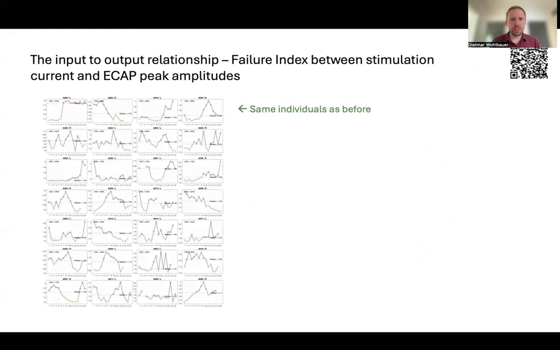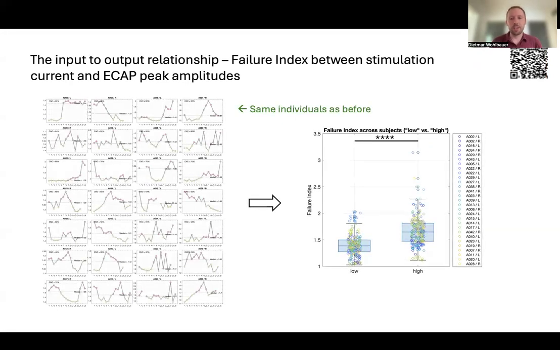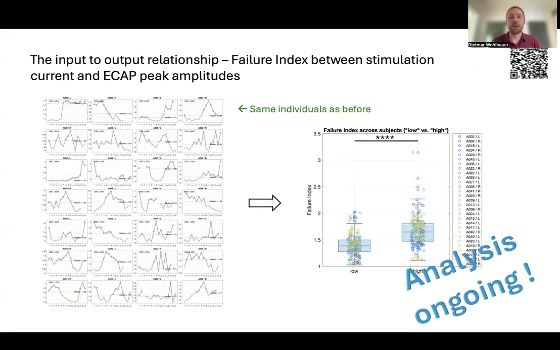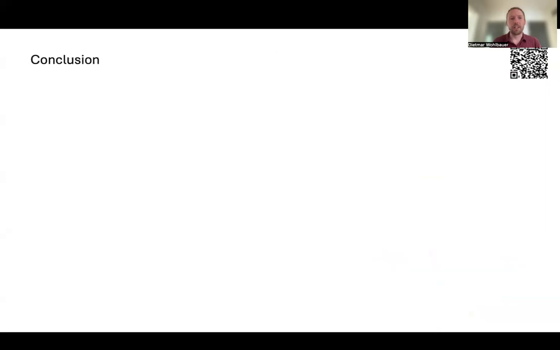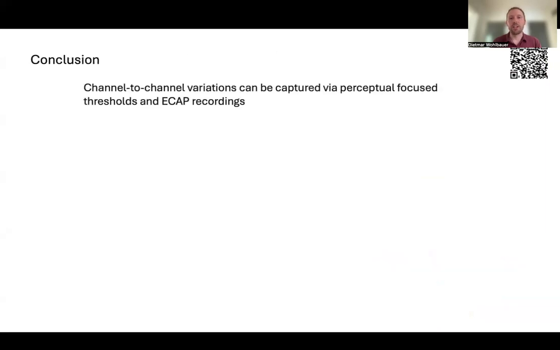So when we do this, we can also compare those groups like in the original study. And the good thing is we get a highly significant difference between high and low failure indexes without normalization, basically taking into account the high variability across subjects. This is an ongoing analysis, so we are pretty happy about this, but of course there have to be some more steps to identify if this measure is really consistent.